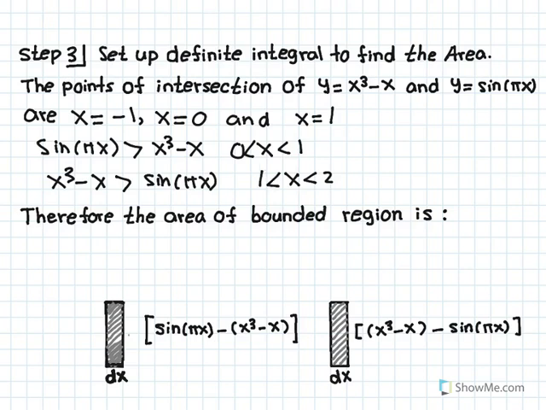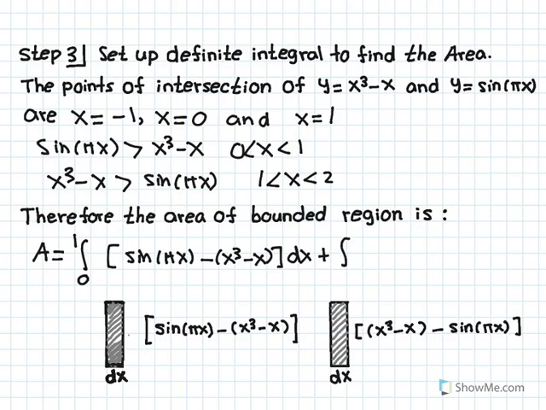So the area of the bounded region, we split it up into two separate definite integrals. Area is the integral from 0 to 1, the top function, sine of pi x, minus the bottom function, the cubic function, x cubed minus x, dx. Plus, now the integral from 1 to 2, and now it's going to just switch. It's going to be the opposite. The top function is the cubic function, x cubed minus x. The bottom function is the sine function, sine of pi x. And these are easy integrals to solve.